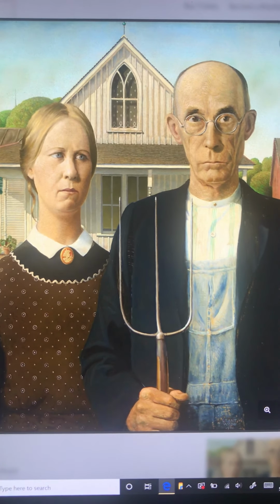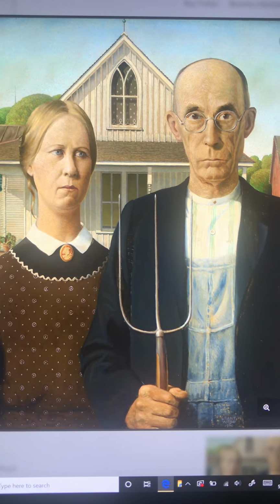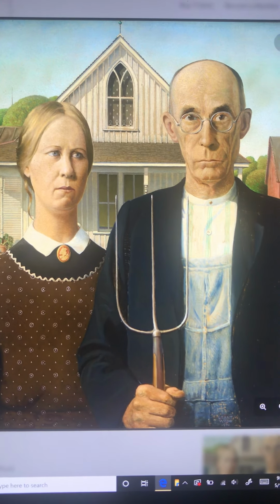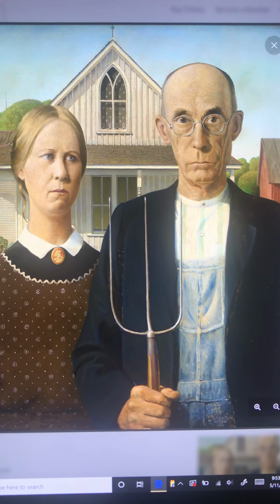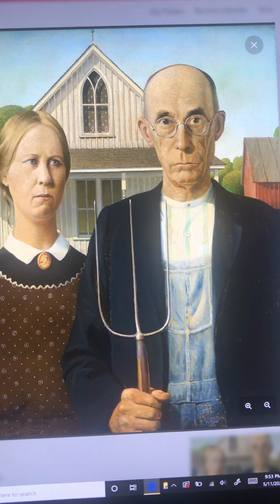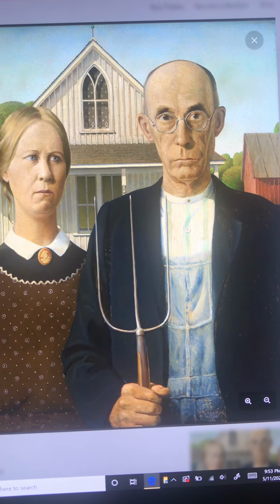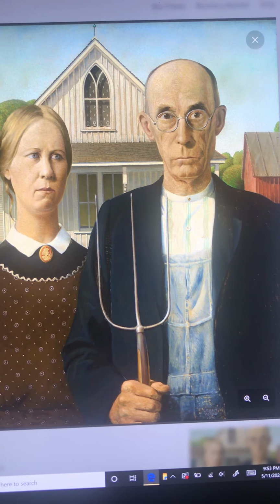We are virtually looking at a painting located at the Art Institute of Chicago, where the painting was first exhibited and still housed. This oil painting is named American Gothic. It was created by artist Grant Wood in the year 1930.